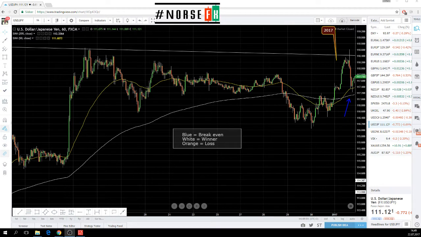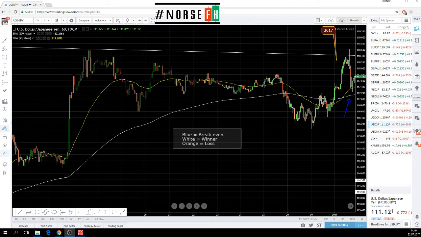The EMA 50 is my EMA of choice when it comes to the dollar yen, because when the market conditions are right, it really respects that EMA, and it's really great to trade using that setting.